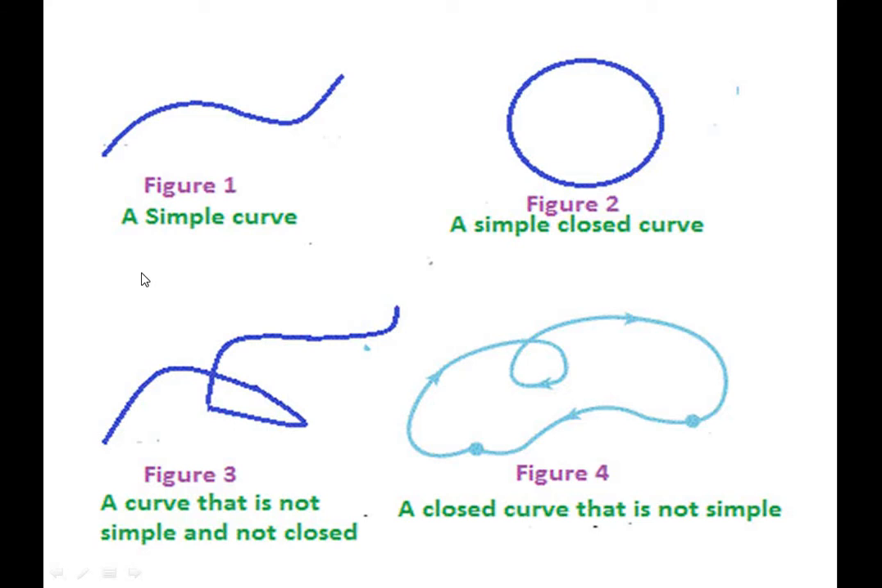Here we have some pictorial representations of curves. The first one is a simple curve because it does not cross itself, but it is not closed. The second figure is a simple but closed curve, that is, a simple closed curve. The third curve crosses itself and its endpoints are different, so it is not simple and not closed. The fourth figure is a closed curve whose endpoints are the same. Suppose the curve starts from here and ends at that same point, but it crosses itself along the way, so it is closed but not simple.